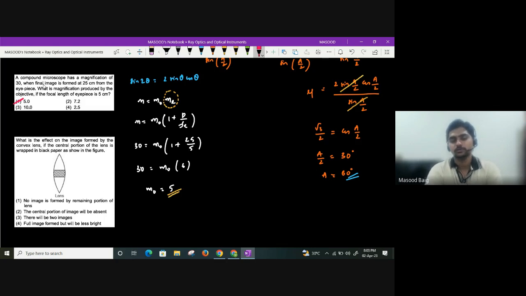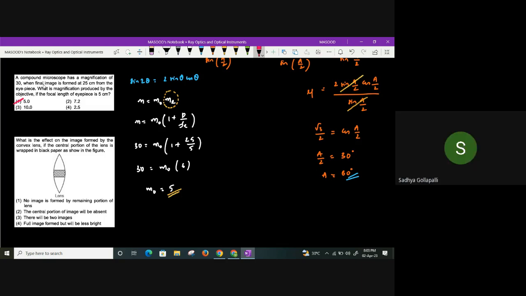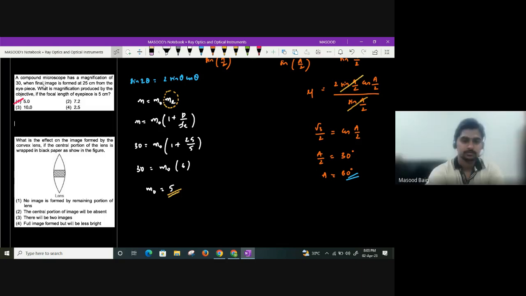Understood, everyone? Whether it is a compound microscope, an astronomical telescope, a terrestrial telescope, or a Galilean telescope, the magnification, or magnifying power, will be written as the product of the magnification of the objective lens and the eyepiece lens, guys. Clear, all of you? I hope it is clear.